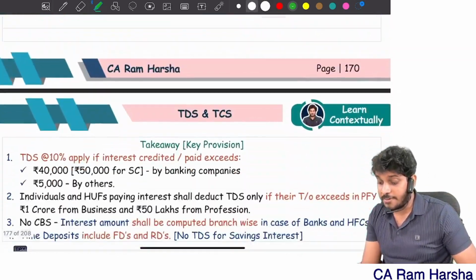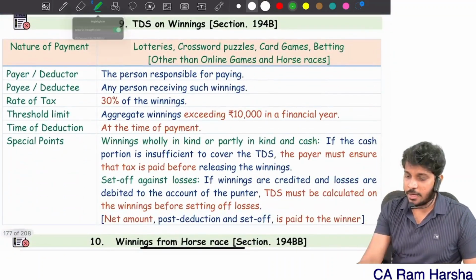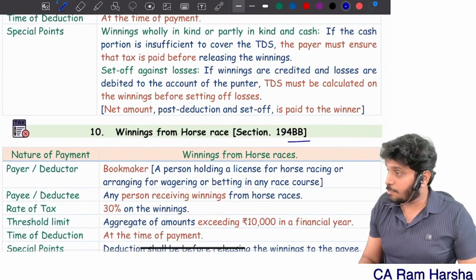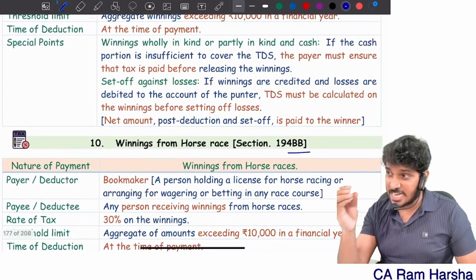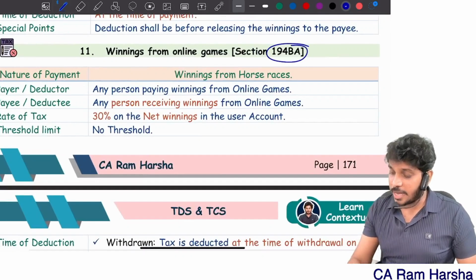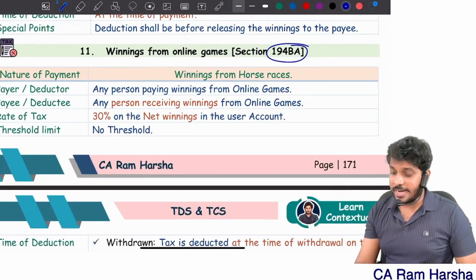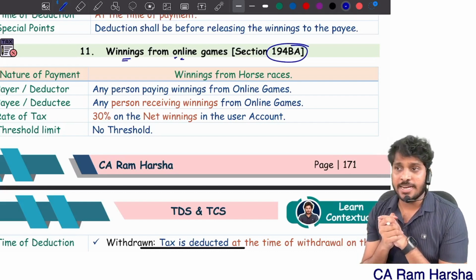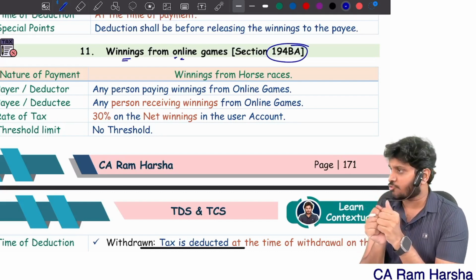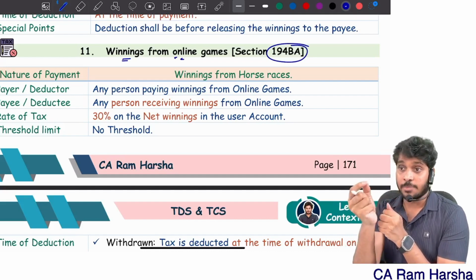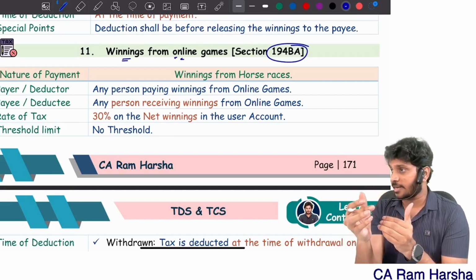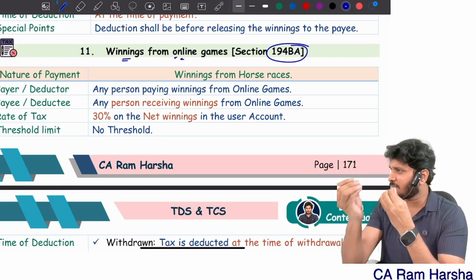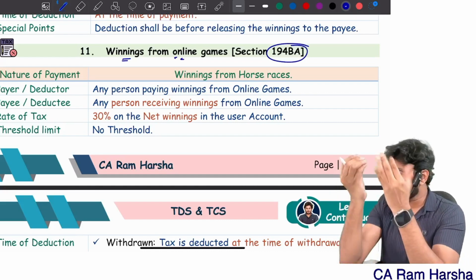Then winnings. 194B. Winnings related, totally 3 sections are there. 194B, 194BB. Both these sections are very similar. 194BA slightly different. 194BA is what? Suppose I am getting winnings from online games. How do I play online games? Generally, I will install the app in my phone or laptop and I will add some deposit amount. Then I will start playing the online game. Then I will be getting some winnings. Yes or no? Some games I will be losing. Some games I will be winning. So the amount will be credited to the online account.